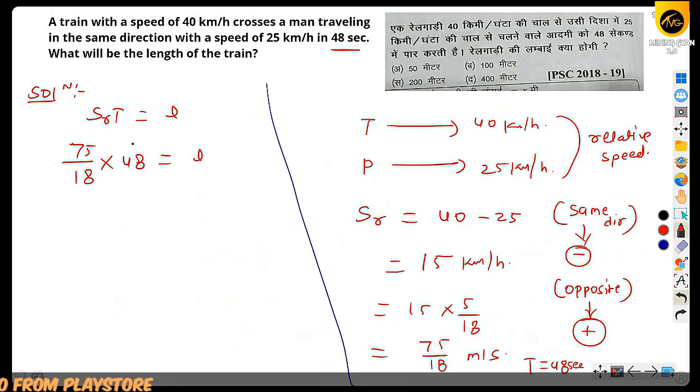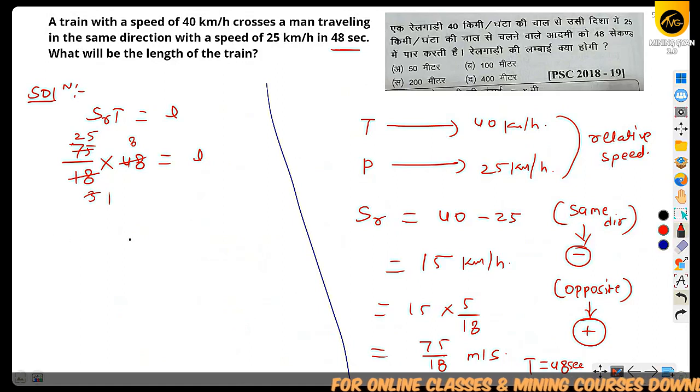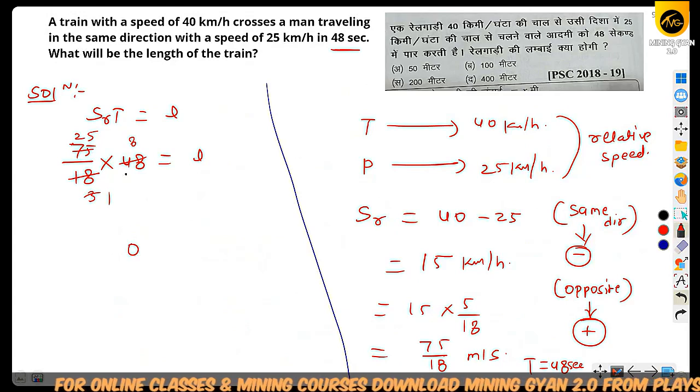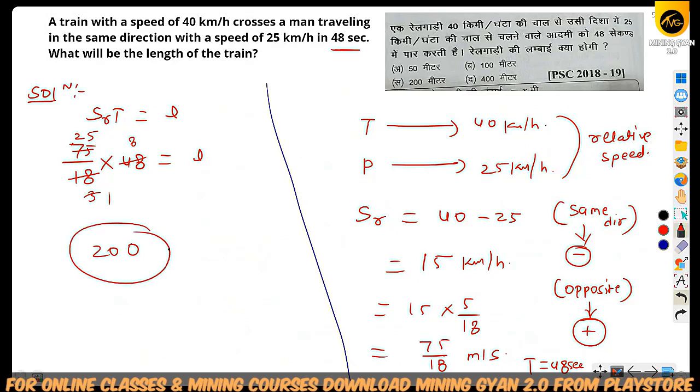So it will be 25 into 8, which gives 200. So 200 meters is the length of the train. So option C is the correct answer.